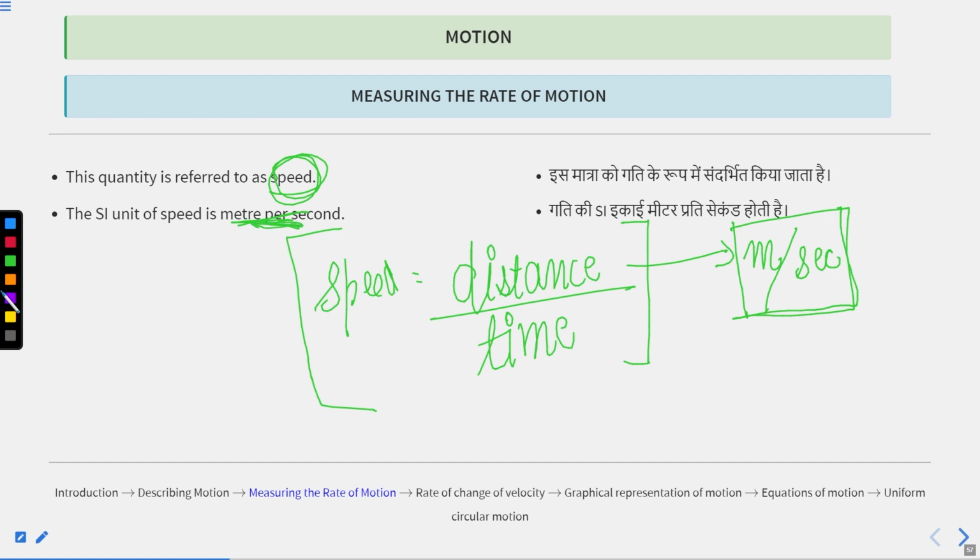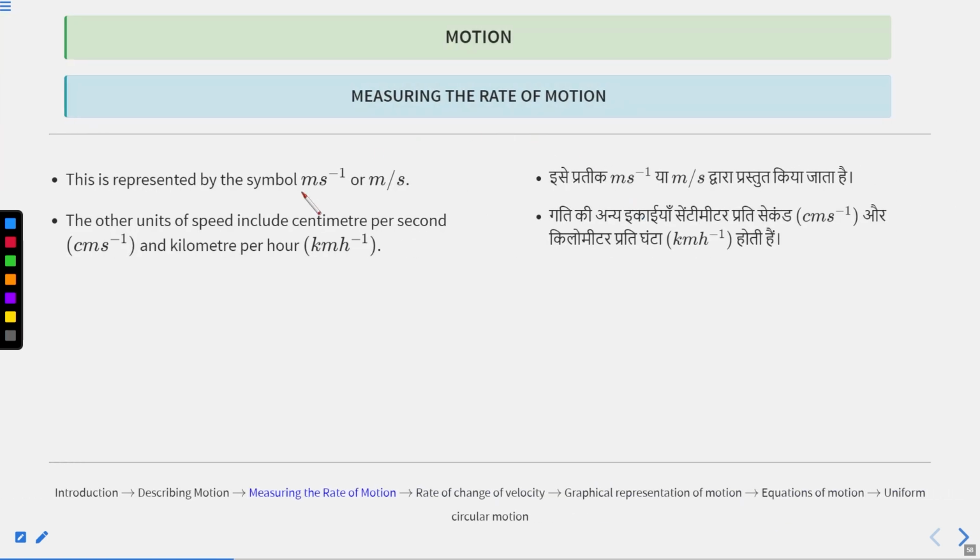Clear class? Clear? Okay. Represented by m divided by s or meter second inverse. Okay. Power of minus 1 is inverse.